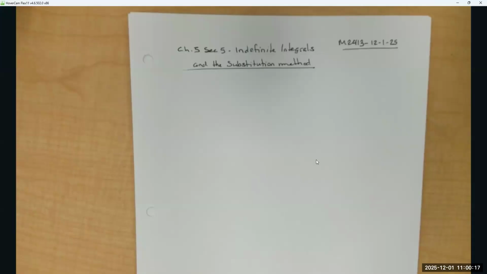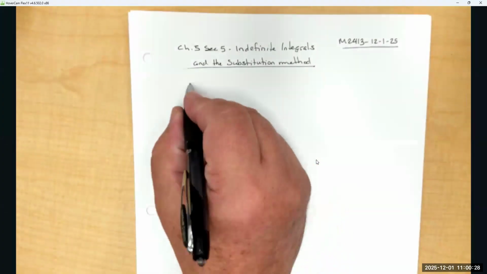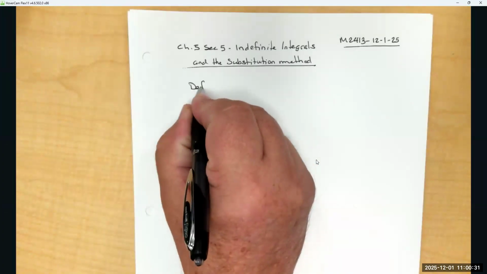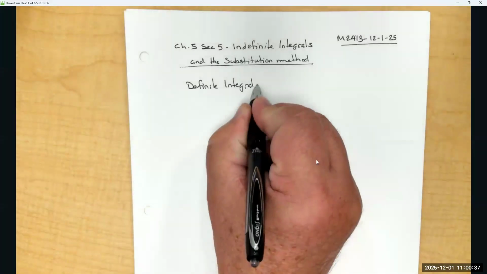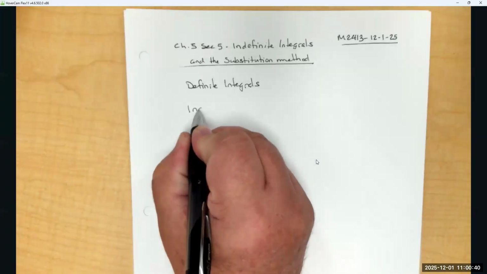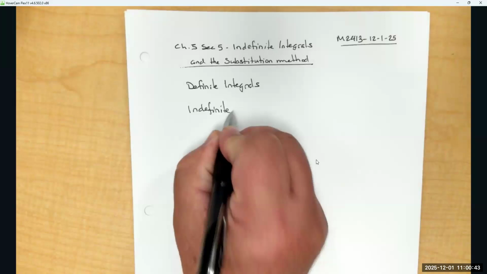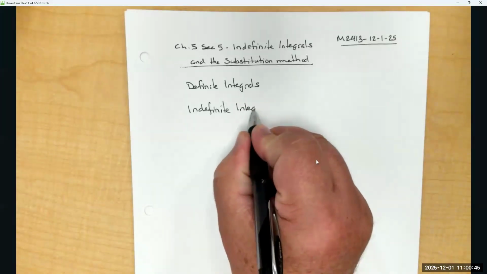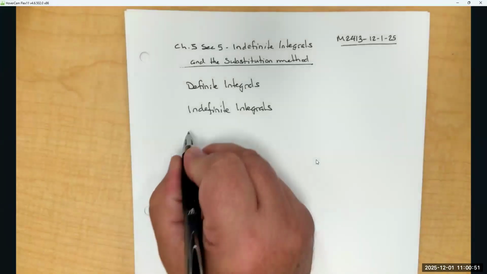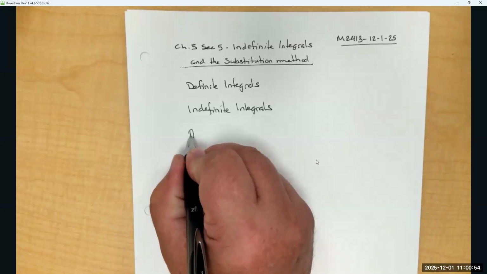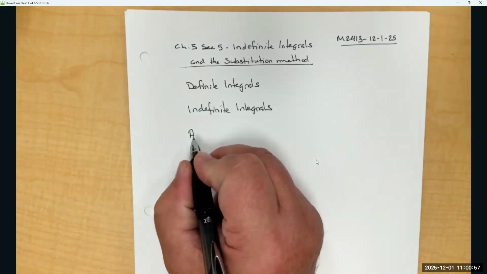All right, we're going to try to finish up the course today because the last sections of Cal 1 deal with the integrals, the antiderivatives. We have definite integrals. We have indefinite integrals. And then we have areas between curves.